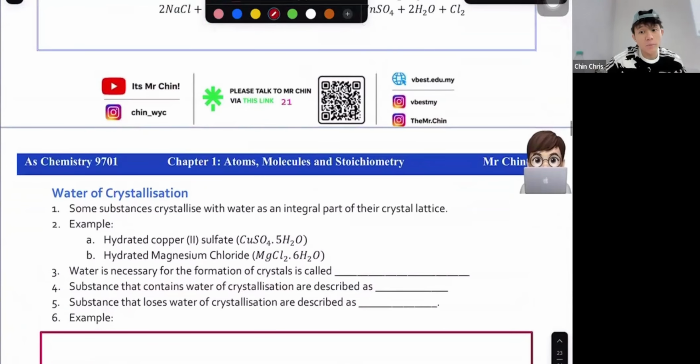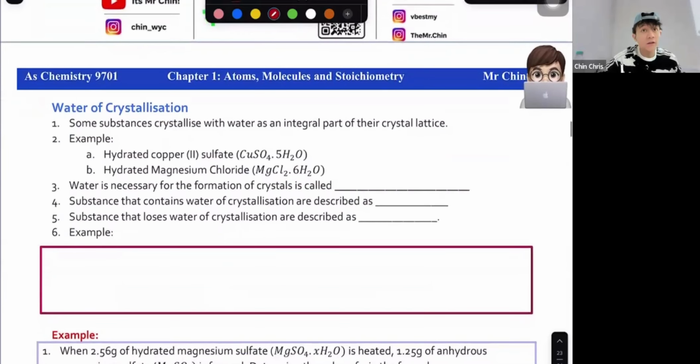All right, ready? Okay, guys, let's go. Page 22. Let's look at water of crystallization. It's when you have H2O chemically combined with the salt. So we have hydrated copper(II) sulfate, CuSO4·5H2O, MgCl2·6H2O. Water is necessary for the formation of crystal. It's known as water of crystallization. A substance that contains water, we call it hydrated. No water, we call it anhydrous.